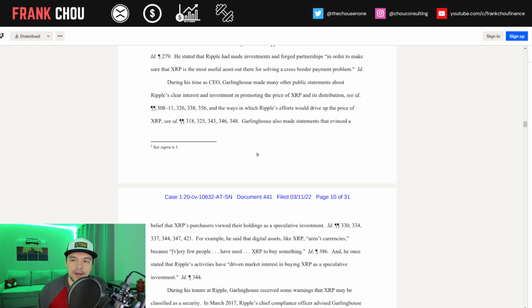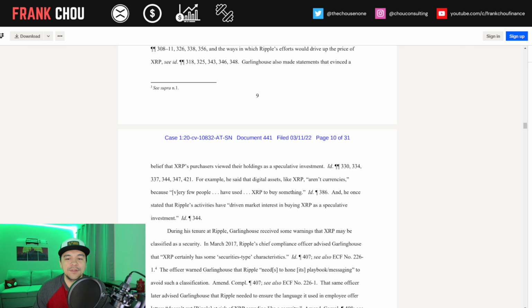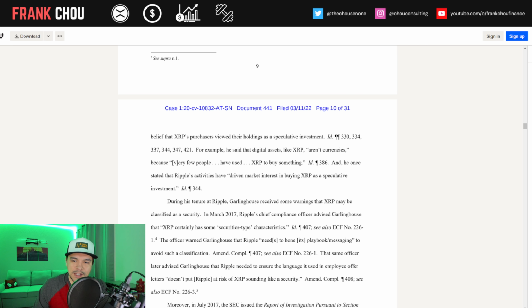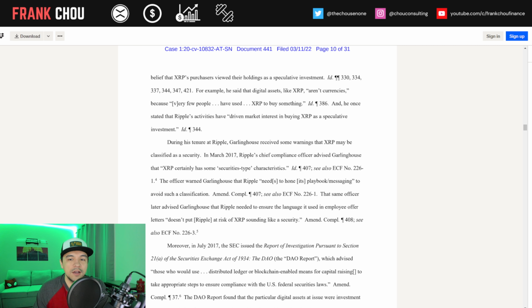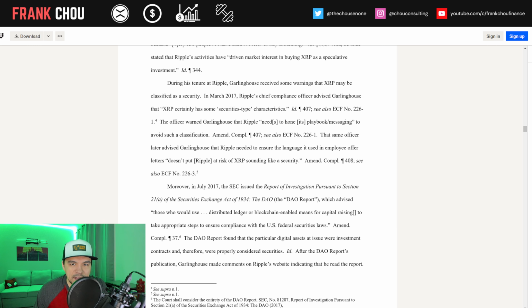During his time as CEO, Garlinghouse has made many other public statements about Ripple's clear interest and investment in promoting the price of XRP and its distribution, and the ways in which Ripple's efforts would drive up the price of XRP. Garlinghouse also made statements that evinced a belief that XRP's purchasers viewed their holdings as a speculative investment. For example, he said that digital assets like XRP aren't currencies because very few people have used XRP to buy something, and he once stated that Ripple's activities have driven market interest in buying XRP as a speculative investment.